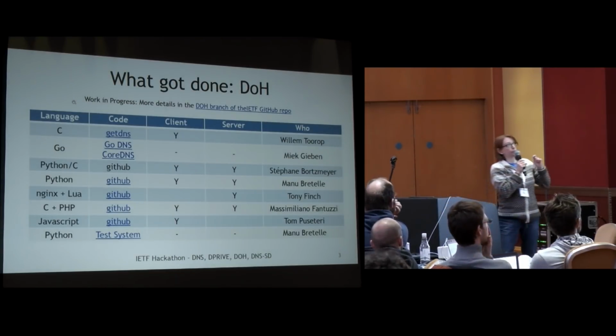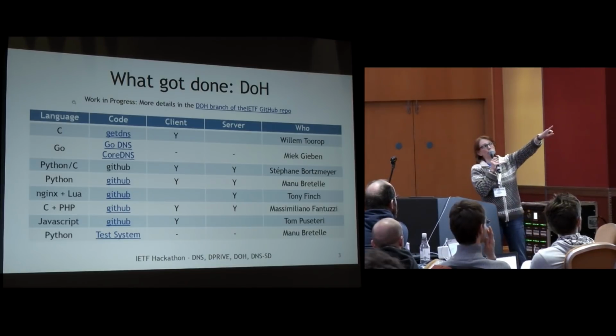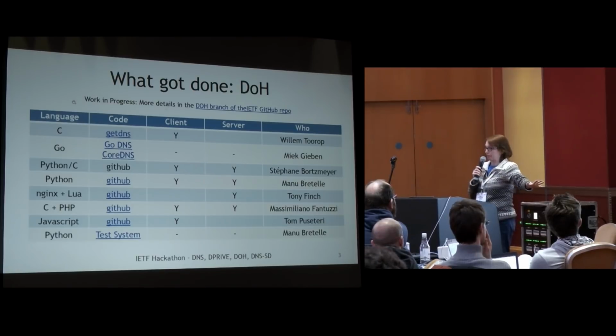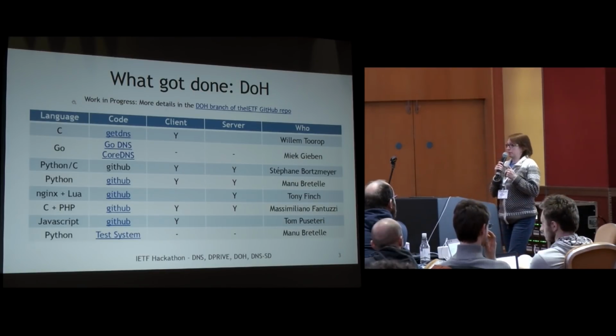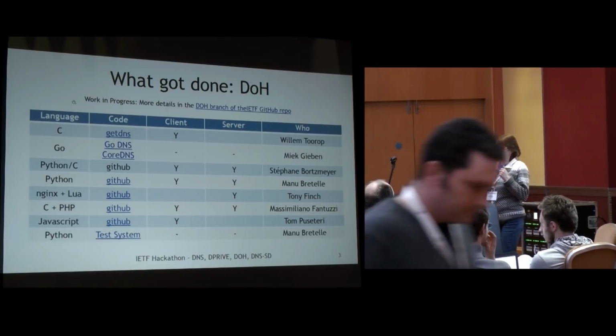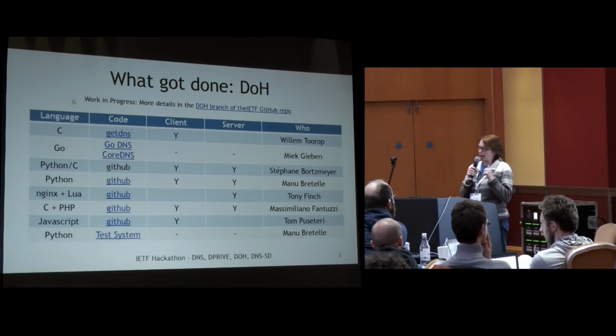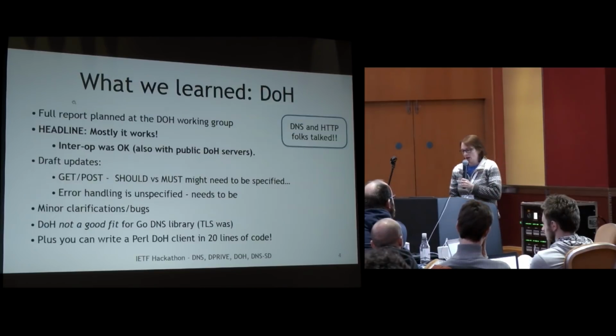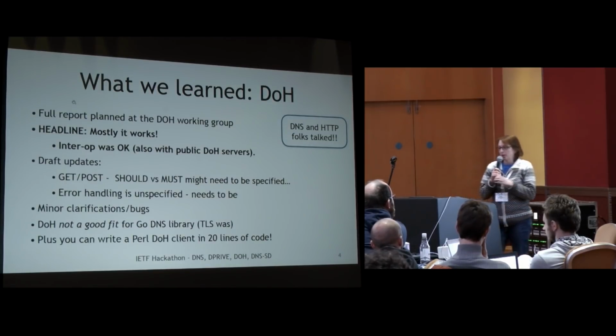So what got done in DoH? If you're interested in the nitty-gritty details, follow the link at the top, which will take you to a repo which tells you everything about these implementations. In overview, we had 7 different implementations in everything from C to JavaScript, and we also had an interop test framework that got started as well. What was learnt?